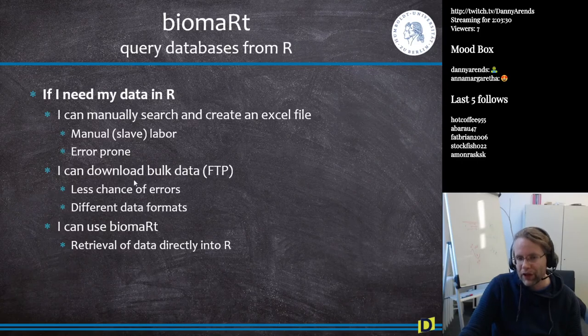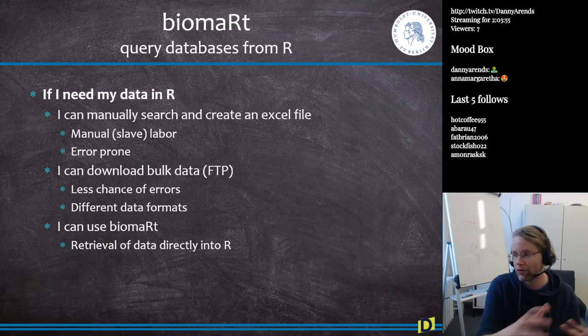So one of the other ways of doing this is to make sure that the database that you're searching through has an FTP or SFTP download, so that you can bulk download all of the data that you want. Then there's less chance for errors. The big issue here is that different servers might have different data formats. So instead of having one script which can load all types of data, you have to write adapters which make sure that the data you downloaded is put into the same format so you can compare between different databases.